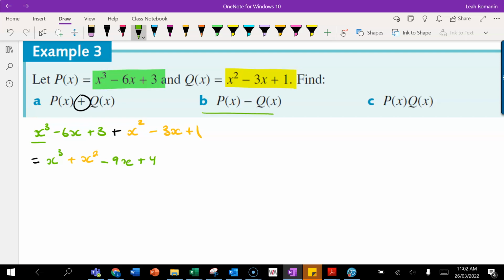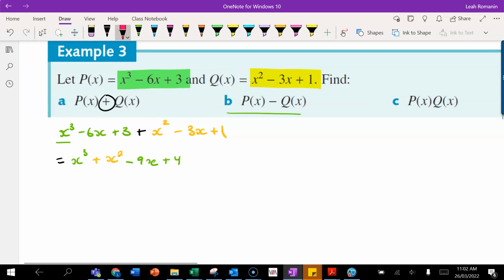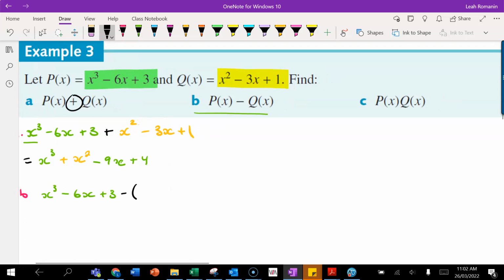Moving over to B now. Now we have this minus in the middle, so please be mindful of that. So with our question B, I'm going to have my p of x again. So x cubed minus 6x plus 3. Now, this time I'm going to have the minus, so be mindful that you're going to do minus in brackets q of x. And so this is going to change all of the signs in our bracket.